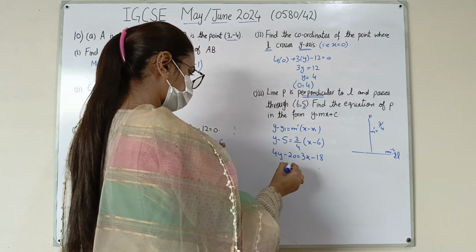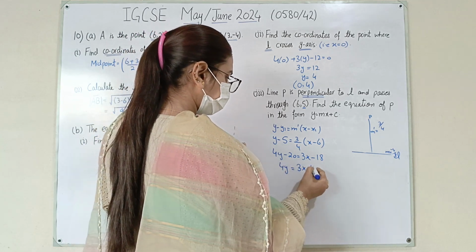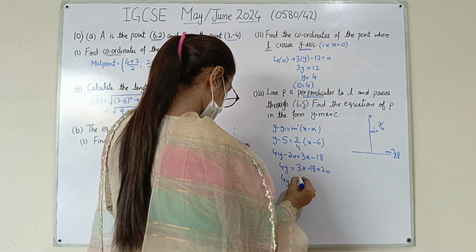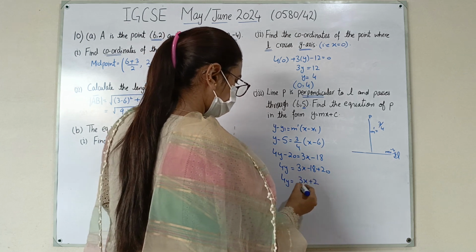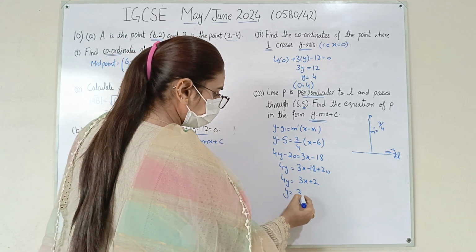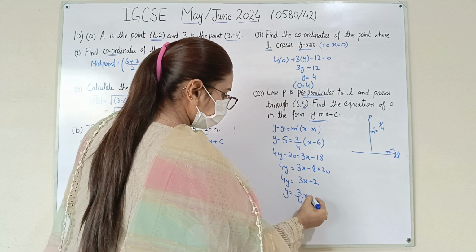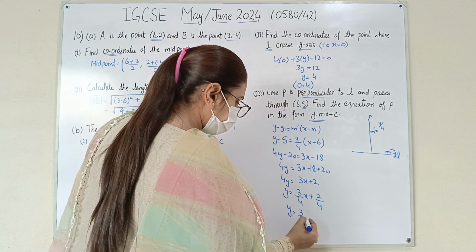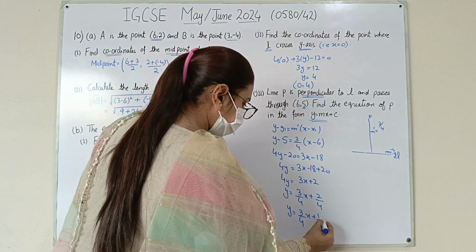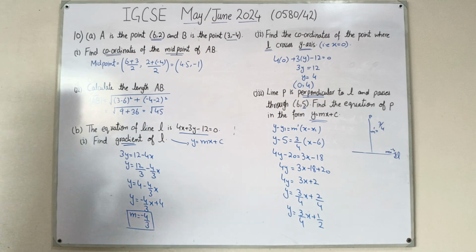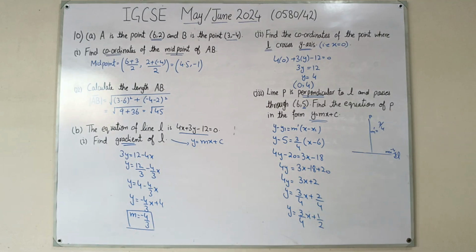So 4y equals 3x minus 18 plus 20, that is 4y equals 3x plus 2. You have to make the form like this one. You have to separate the y, so divide by this 4 in order to get the equation of line P, that is y equals 3 by 4 x plus 1 by 2. Here what you have to keep in your mind is that you have to find the slope of the perpendicular line.